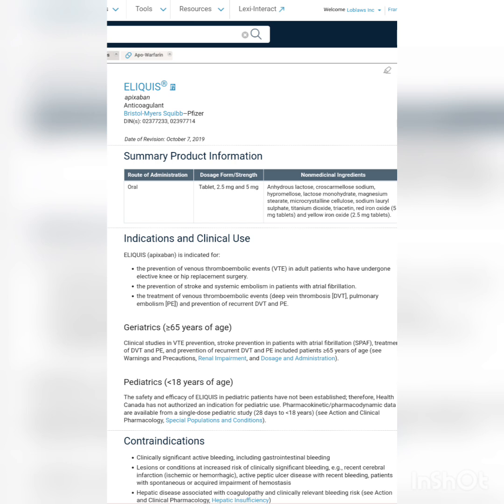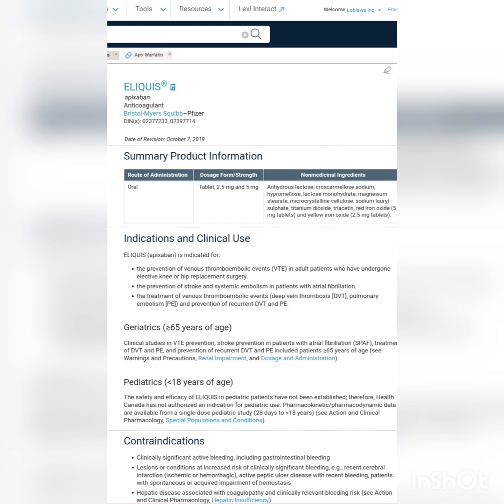So when you actually see the paper copy of the Eliquis, this is what you'll see as your first page. The brand name of the medication, the generic name of the medication, and then comes a summary product information, which gives you the way that this specific medication is available in the Canadian market. Then comes indications and clinical use. So all the uses of the medication, which the medication may be used for. In some cases, you'll also see a little column saying off-label uses or not approved Health Canada uses. So those will usually be written here as well.